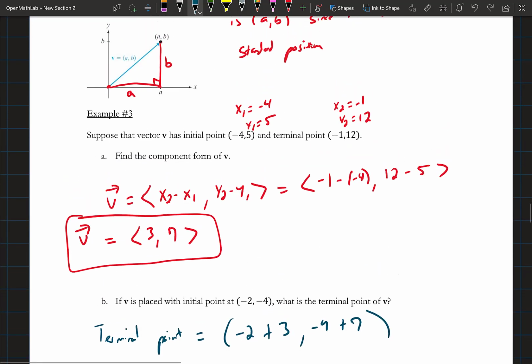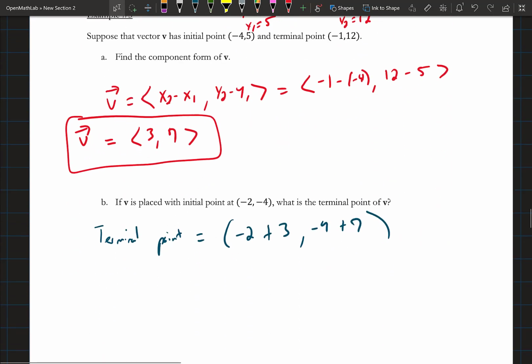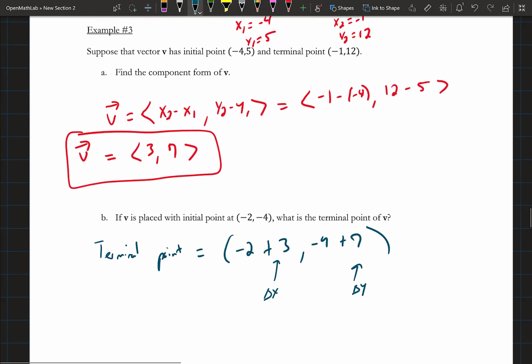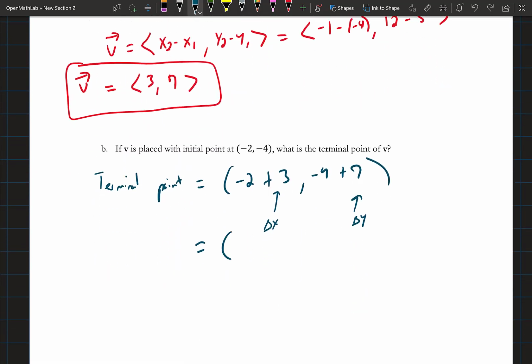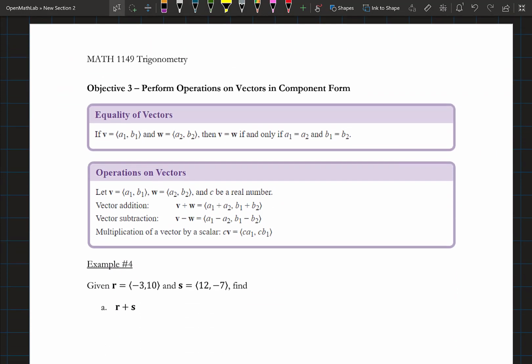So all I'm doing is adding the parts of the component form to the initial point, right? Because that tells me what happens, right? This is my change in x. This is my change in y. So by doing that, I'm going to get the point 1, so -4 plus 7 is 3. Right, so that's my terminal point.